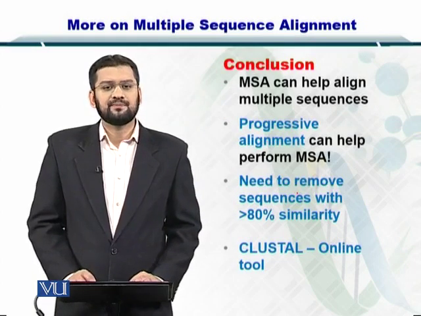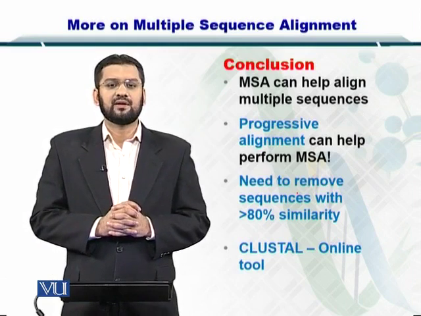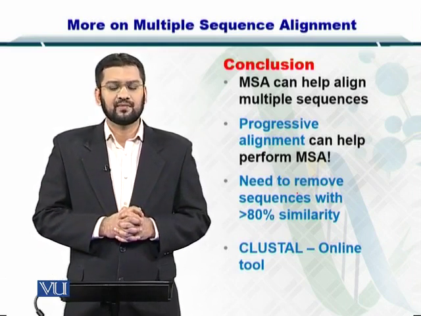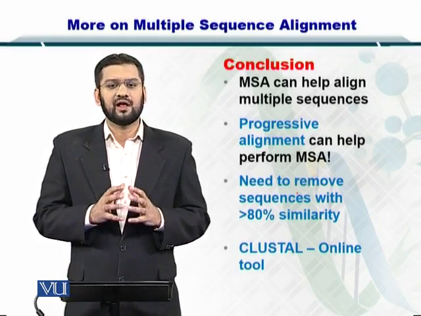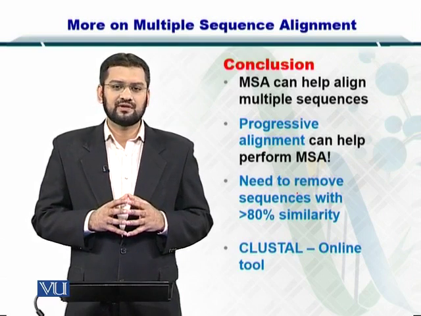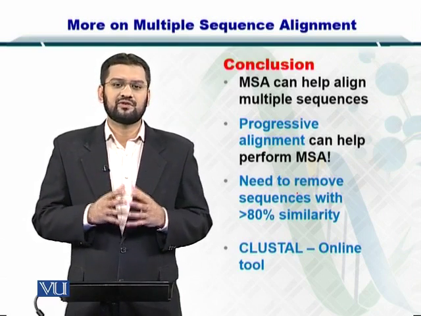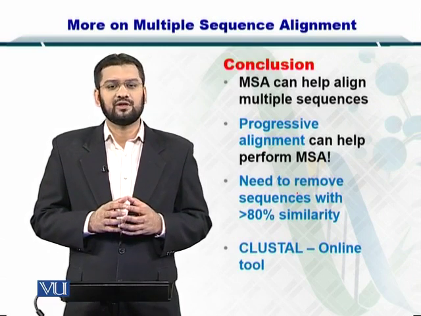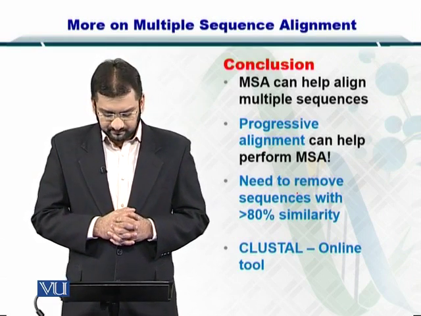So in conclusion, multiple sequence alignment can help you compare multiple sequences in a go. And this process can help you to find out evolutionary relationship between sequences, also to predict secondary structures of proteins, and moreover to create phylogenetic trees as well.